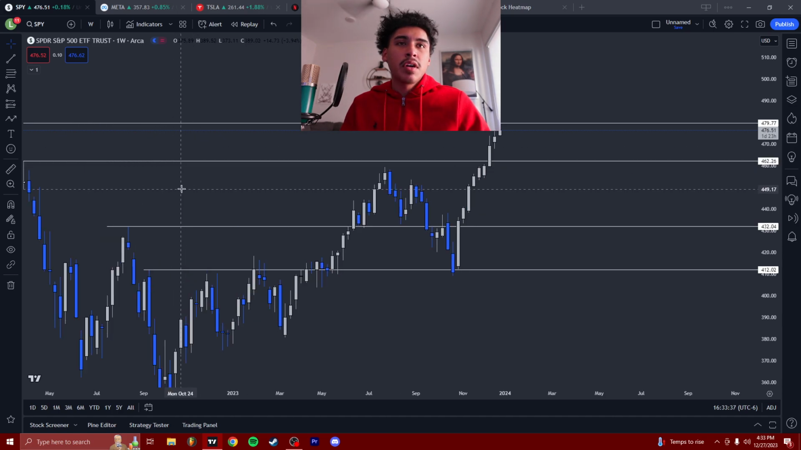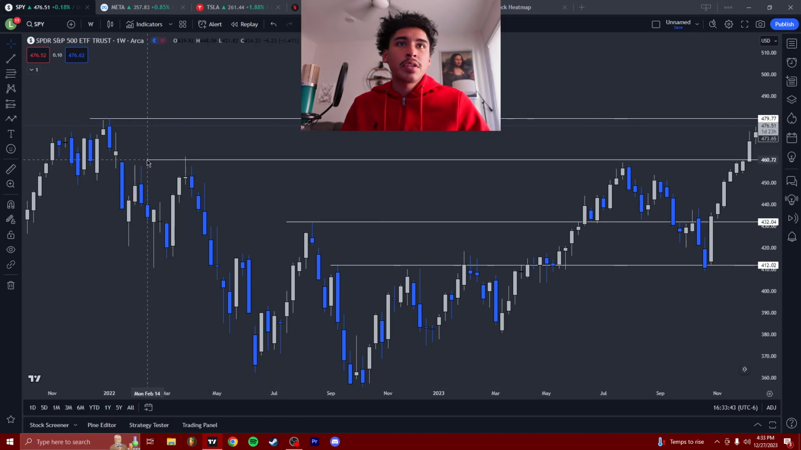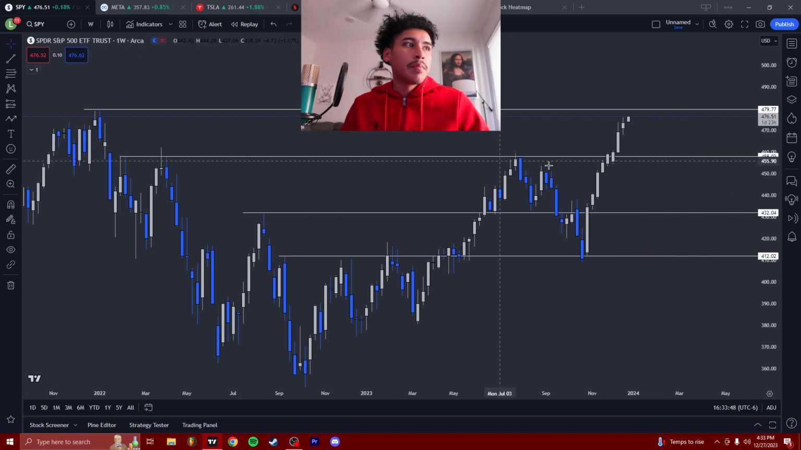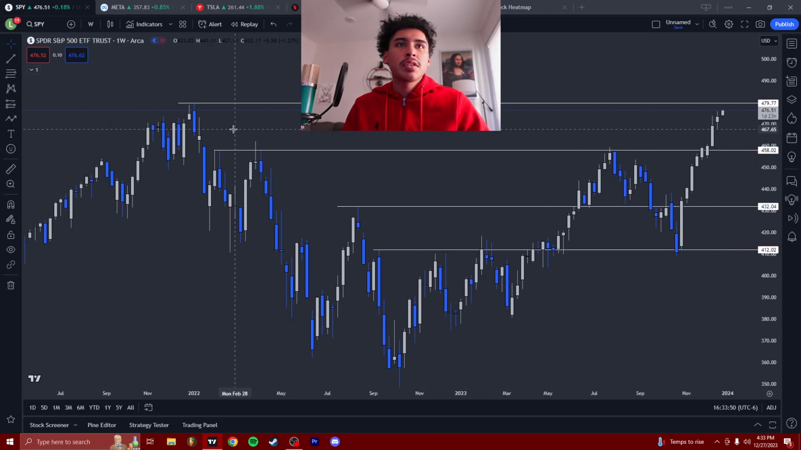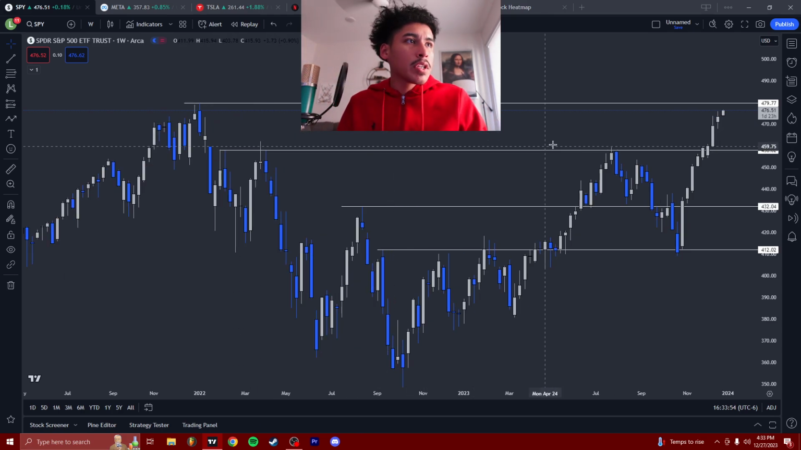I try to find the median in between other rejections. So I see one here, there, and one there. I try to find the middle of those, and I'll just put it there. So around 458. See how it matches up with the level we just picked earlier? It's a really strong level, right?